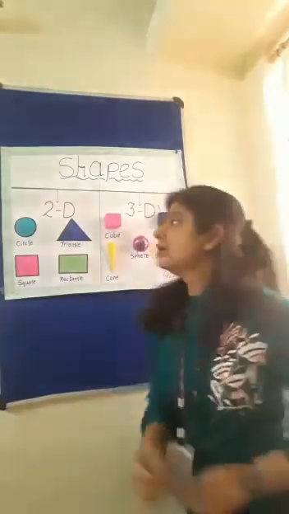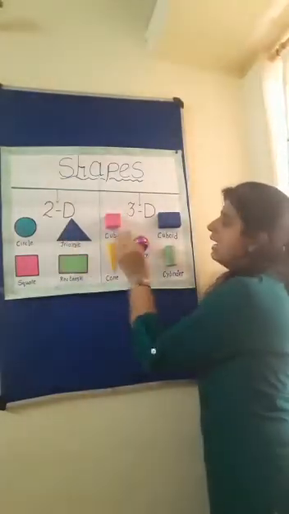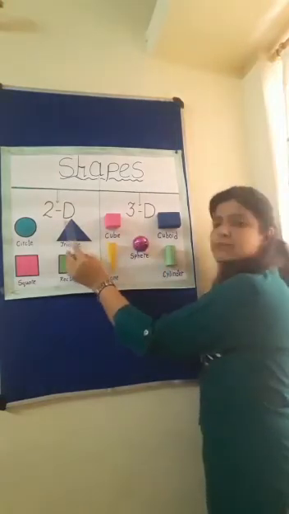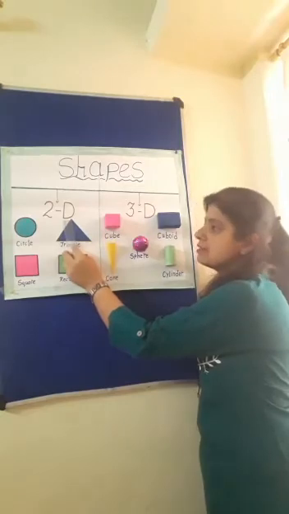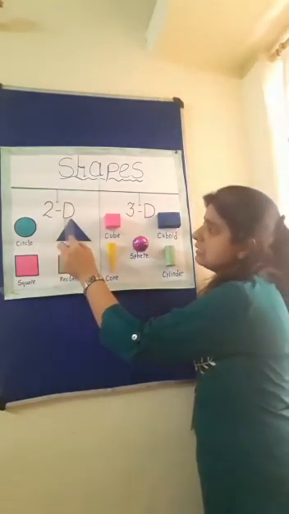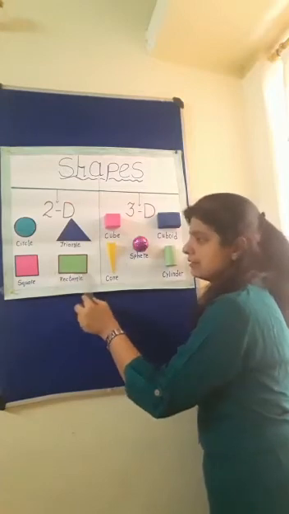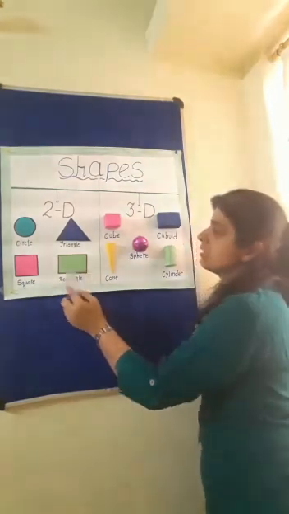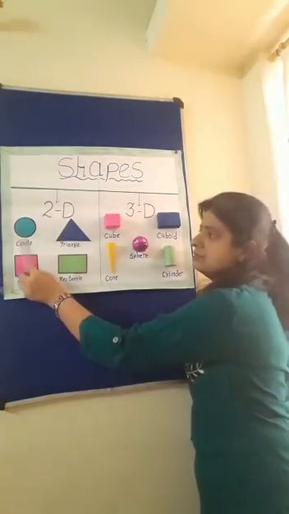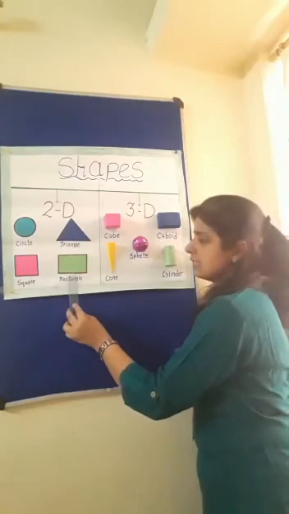Basically, these shapes are divided into two groups, 2D and 3D. 2D shapes are plane shapes and that can be drawn on flat surface. And basically, these shapes have two measurements, that is length and breadth. So, these are known as 2D or two-dimensional shapes. For example, circle, triangle, square, rectangle.